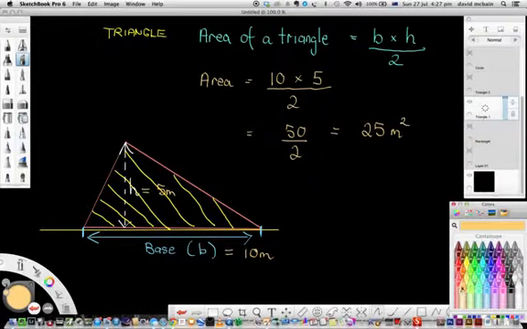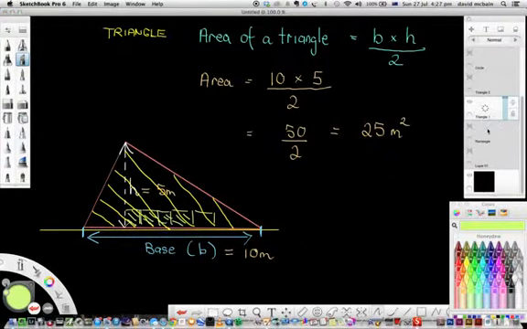And so what that means is I could actually fit 25 individual metre squares inside this shape. So imagine each of those squares is 1 metre by 1 metre. I could fit 25 of those in this triangle. So that's what it means to talk about area.